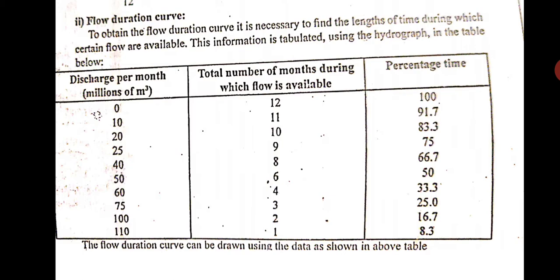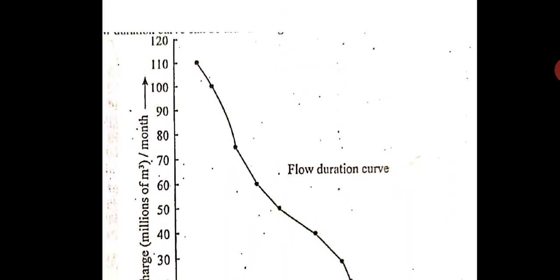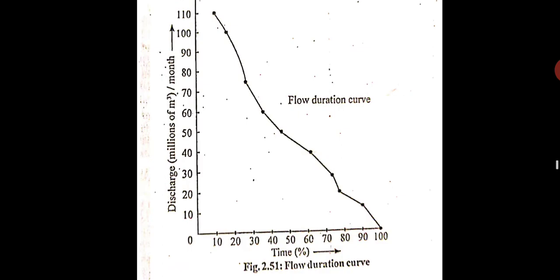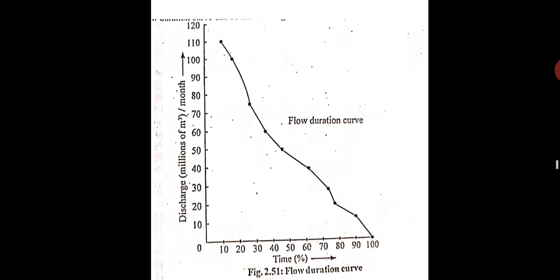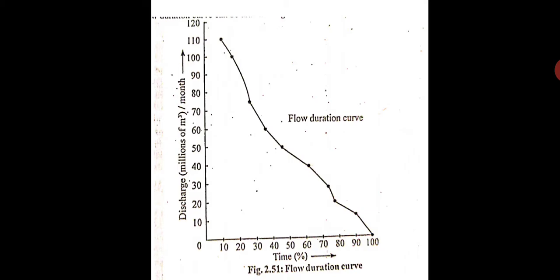Why? Because percentage time we will consider as the x-axis and the discharge we will consider as the y-axis when you are plotting the flow duration curve. Now you will see the flow duration curve. So you can see here the flow duration curve is given. The x-axis is time, percentage time from 0 to 100%. Okay, that 10, 20, we have divided into 10 equal parts.